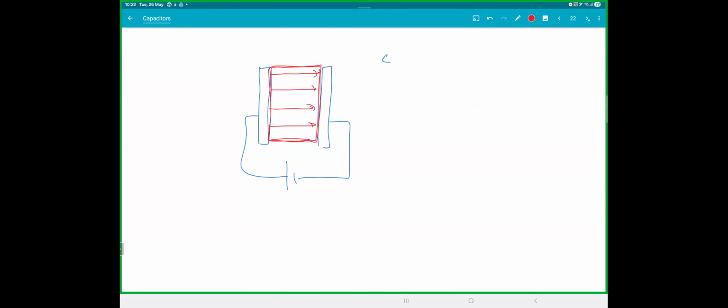If I ask you, what is your room? Are the walls the room? The walls are the boundary of the room, isn't it? The space between the walls is the room. The space between the plates is a capacitor. The plates are not the capacitor.